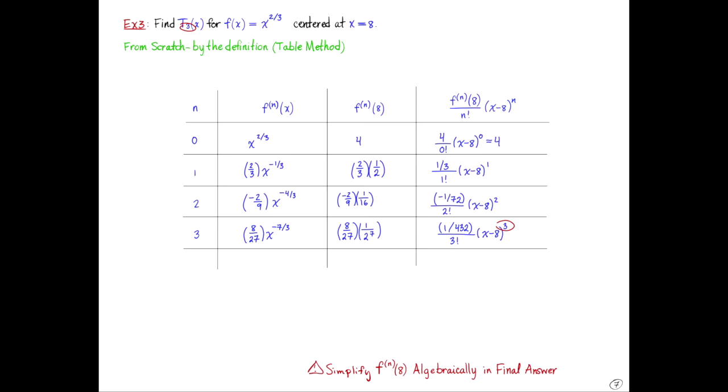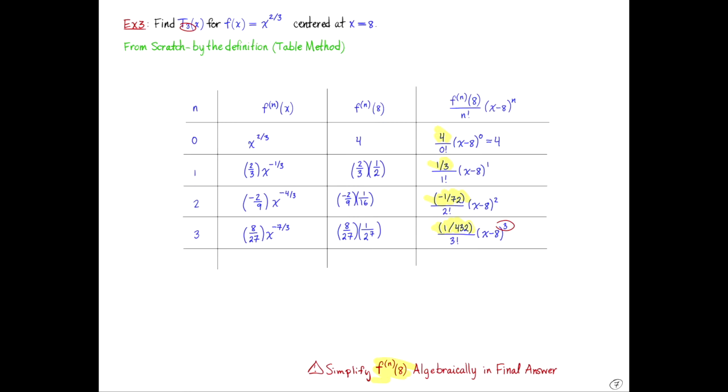One thing that's really nice about Taylor polynomials is that when we are using the table method, we don't have to look for a pattern like we did when we were trying to find the Taylor series, since we only need a finite number of terms. Keeping that in mind, though, that means that the same answer algebraically can be expressed many different ways. So just for continuity and to make our TA's lives a little bit easier, I want you to simplify the nth derivative at 8 in your final answer. That would be the 4, the 1/3, the negative 1 over 72, and the 1 over 432.